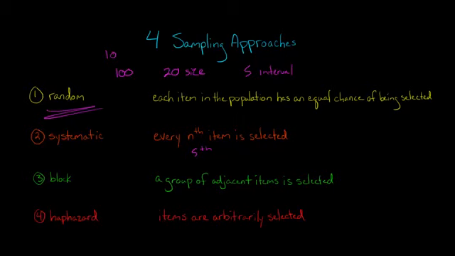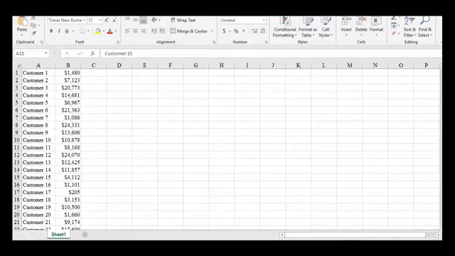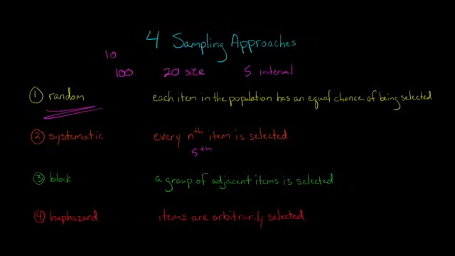Okay. Now, block sampling is we just take a group that's all together. So let's go back to our example here. So let's just say we want a sample size of 15. We just say, okay, we're just going to take the first 15 customers, that's our sample right there. Or let's say we want a sample size of 20. We'd say, okay, we're just going to take the first 20 customers. They're all adjacent. It's all together. It's just one big block. So that's block sampling.